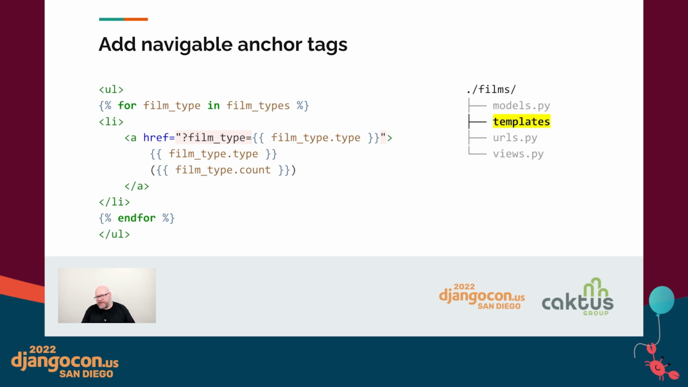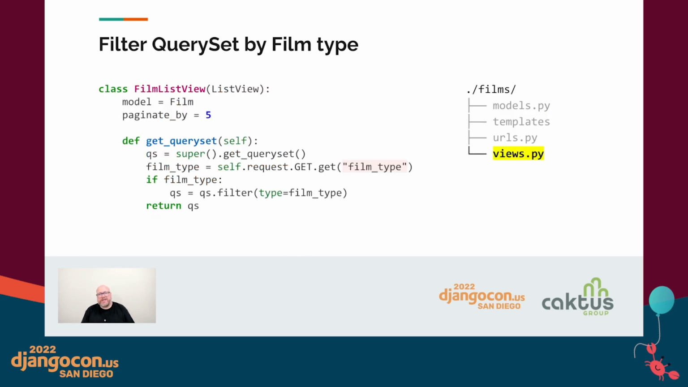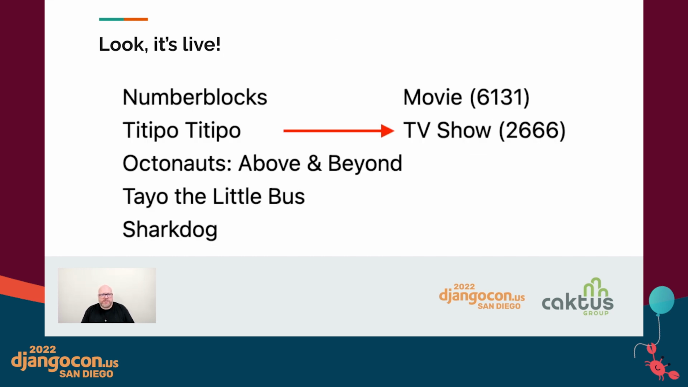One approach is to add an anchor link to each type. So when the user clicks a type, it's included as a query string argument. Then in the view, we can use the request object to inspect the GET parameter and check if film type is in the query string. If so, filter the query set by the provided film type. Click on TV show, and the titles are only TV shows. Great, but the facet counts didn't change.